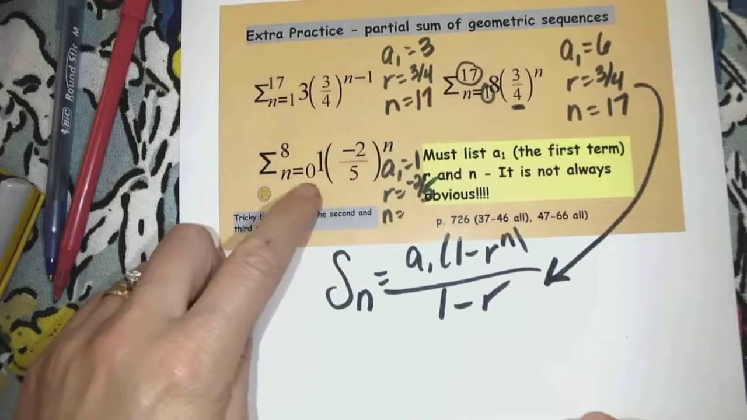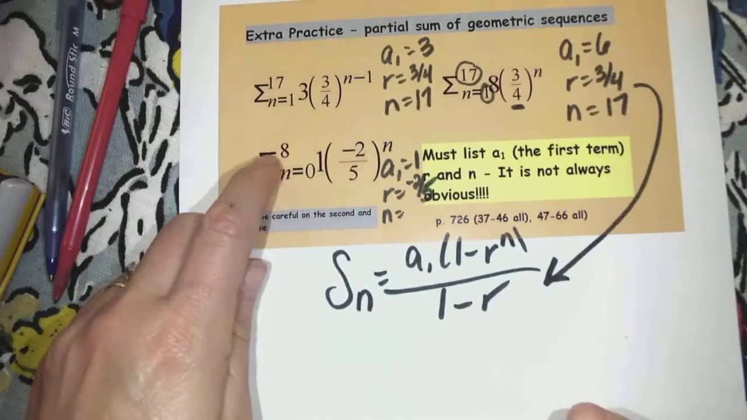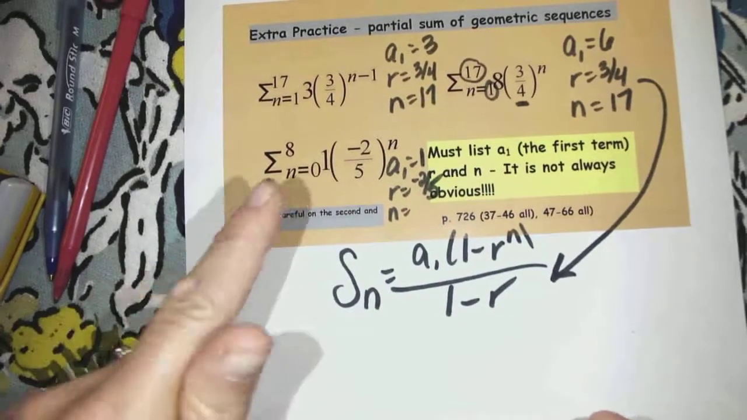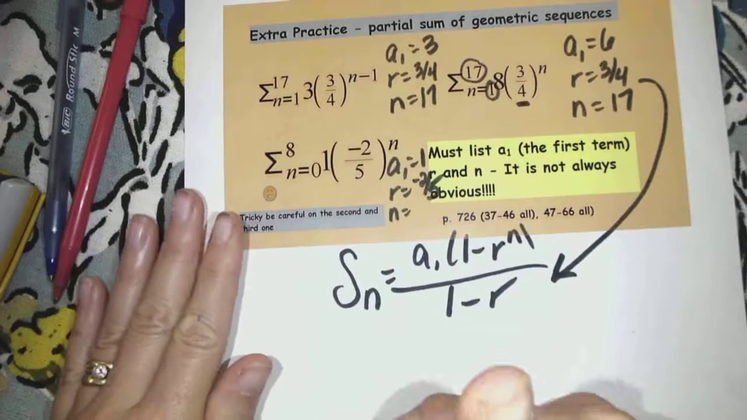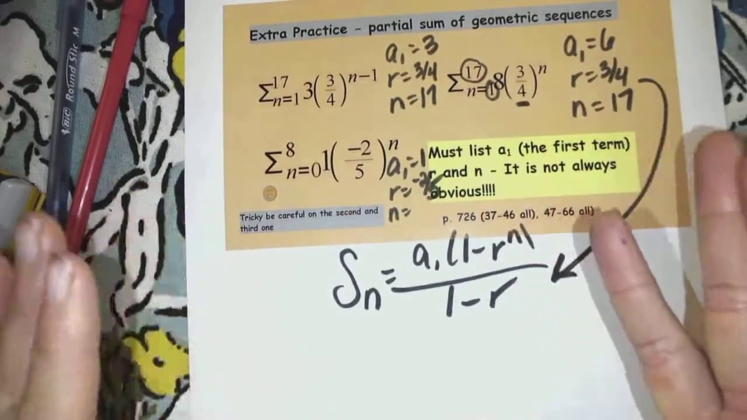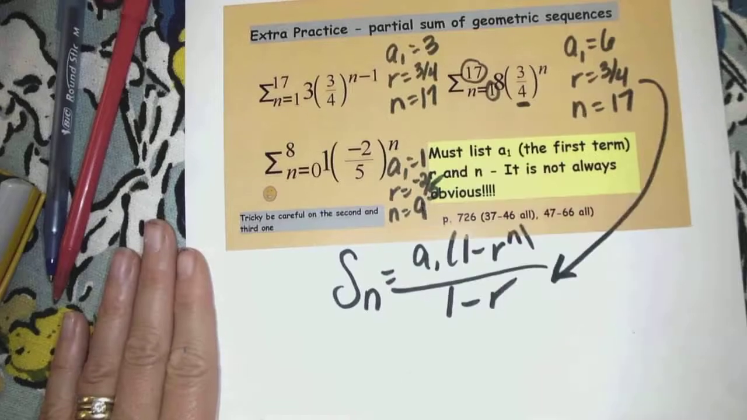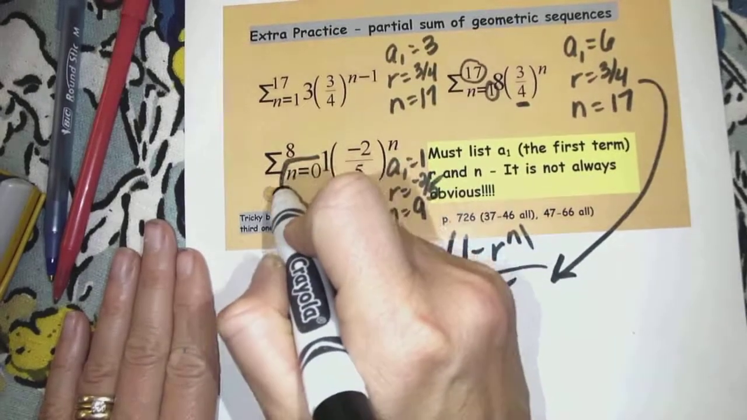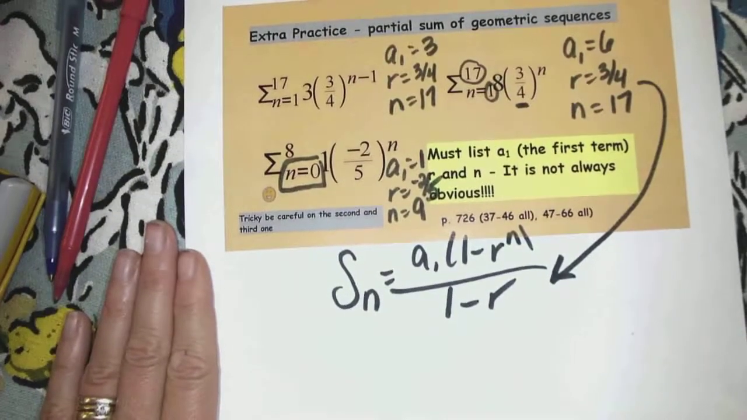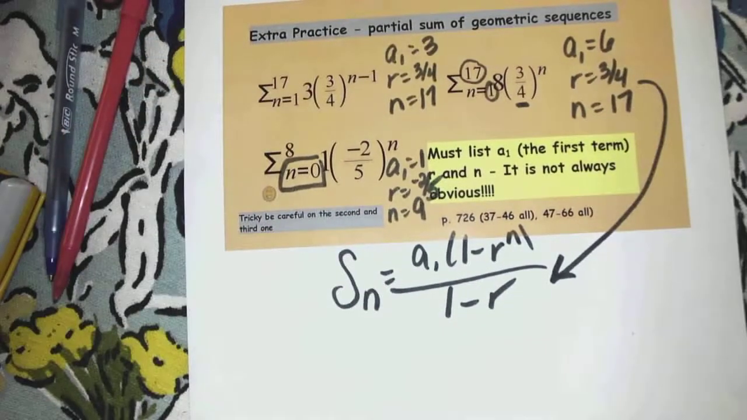And N, if I'm substituting in the numbers 0 through 8, 0, 1, 2, 3, 4, 5, 6, 7, 8, that ends up being 9 different terms that I'll be adding up. So be careful. Rarely does this happen, but if they start with a 0, there will be one extra term. So take those A sub 1's, R's, and N's and plug them into the formula, and that's how you would do partial sums of geometric sequences.